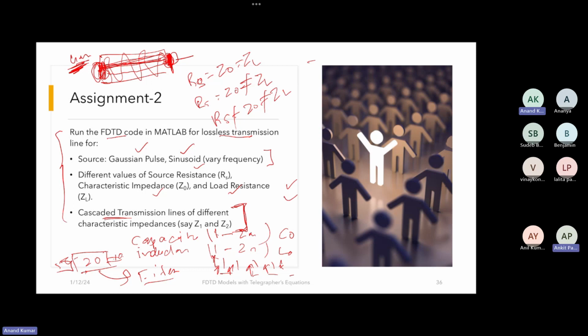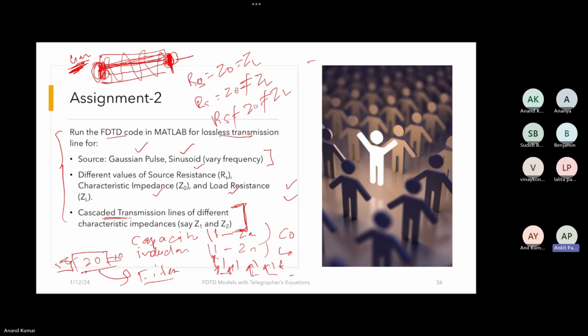I'll stop here. I'll take questions if you have. S parameters, when will we do them? Yes, we'll discuss the S parameters in the next class, how we extract them.